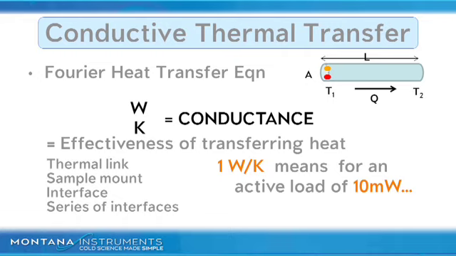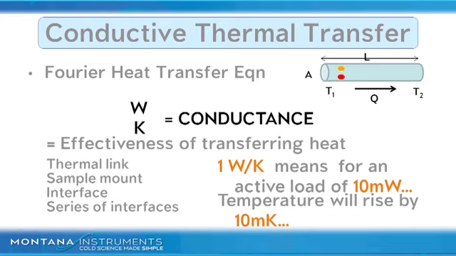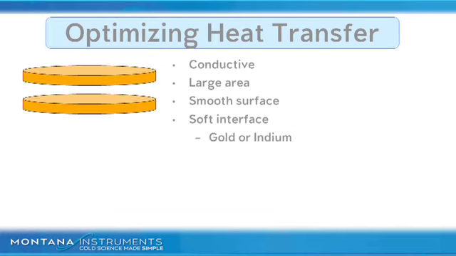As an example, a typical interface has a conductance of 1 watt per Kelvin. This is a good number to shoot for. Some parts of the system will have a conductance that is higher or lower than that. In this case, you've got an active load of 10 milliwatts from your laser. You would expect that your temperature would rise by 10 millikelvin. We just saw that heat flow depends on the conductivity of the material, the cross-sectional area, the path length, and the temperature gradient. Here is a connection between two parts.